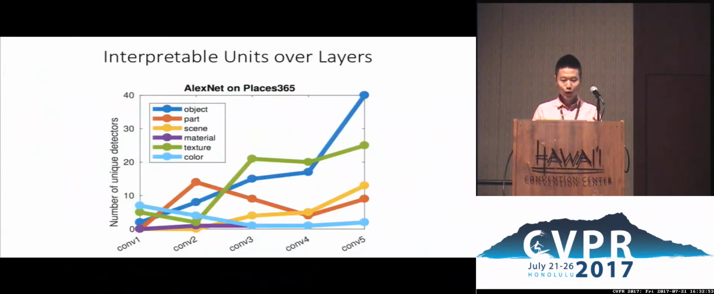Here we further apply network dissection to analyze the interpretability over the layers. The horizontal axis shows the number of unique detectors across all those layers in AlexNet. It keeps increasing over the layers. And there are more low-level detectors in the lower layers, like conv1 has more color detectors, compared to layer 5, which has more object detectors.